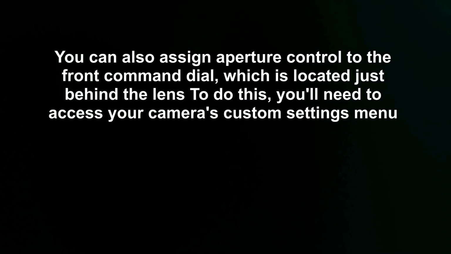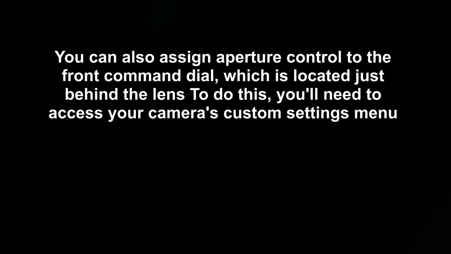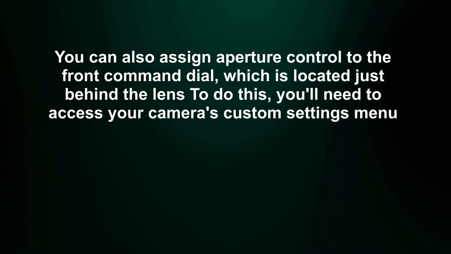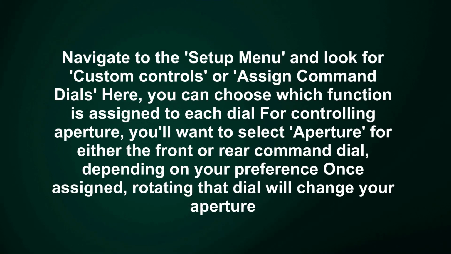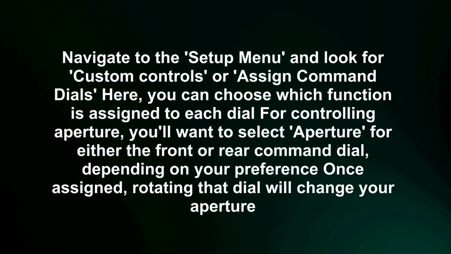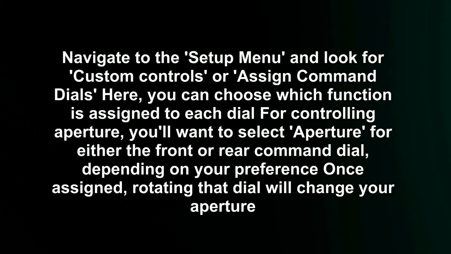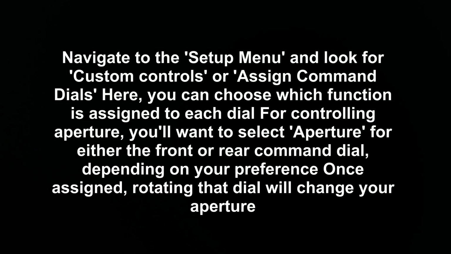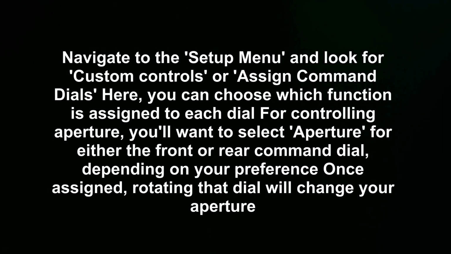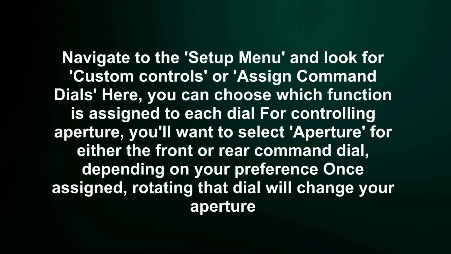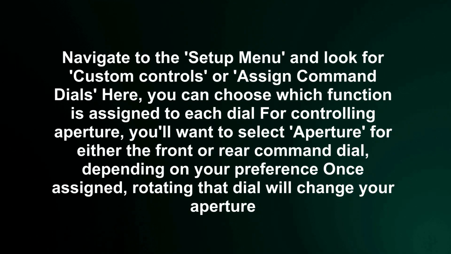You can also assign aperture control to the front command dial, which is located just behind the lens. To do this, you'll need to access your camera's custom settings menu. Navigate to the setup menu and look for custom controls or assign command dials. Here, you can choose which function is assigned to each dial for controlling aperture. You'll want to select aperture for either the front or rear command dial, depending on your preference. Once assigned, rotating that dial will change your aperture.